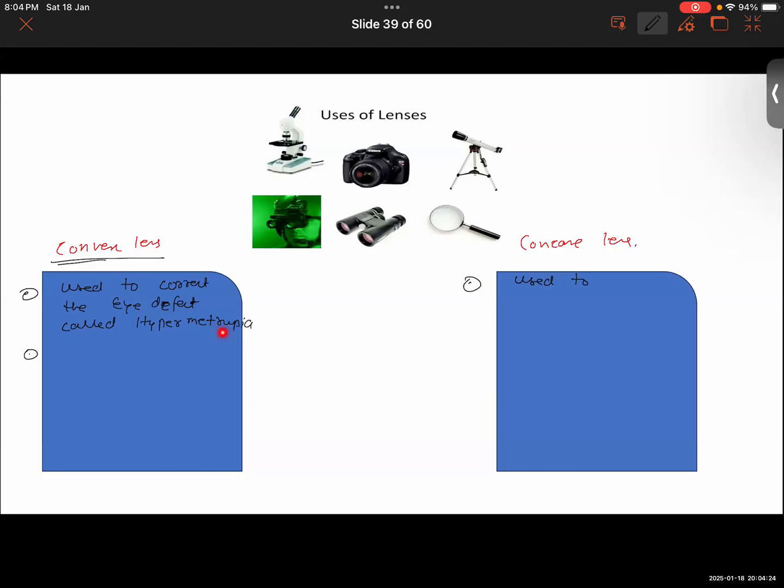Getting what I'm trying to say? Objects that are kept very far away from our eyes, we'll be able to look at very sharply, but we won't be able to look at things that are kept nearby. That is hypermetropia, and that can be cured with the help of a convex lens.